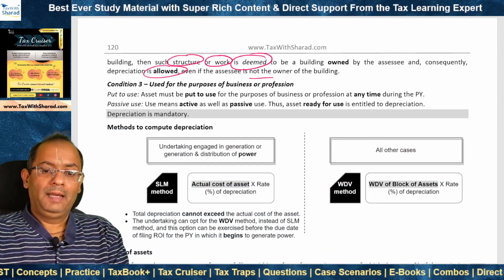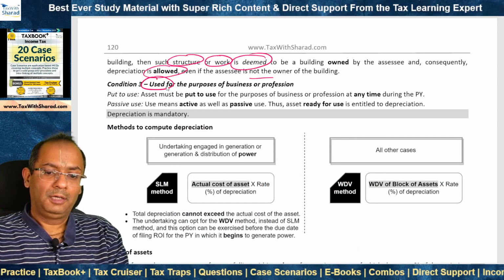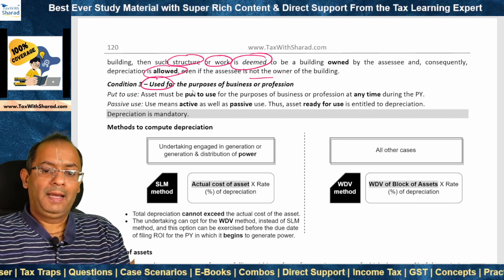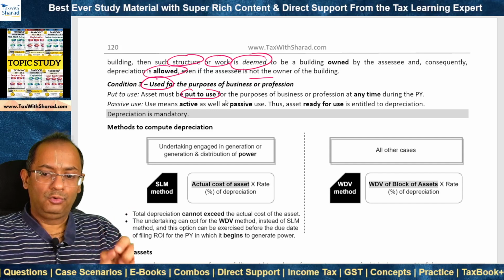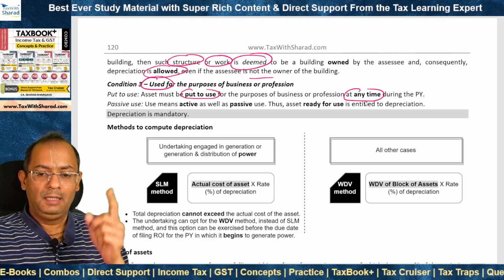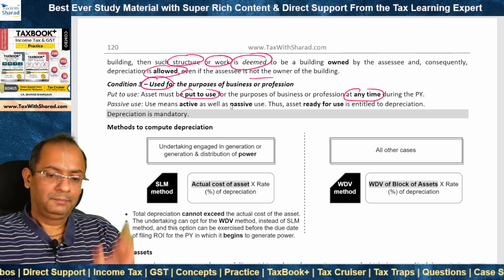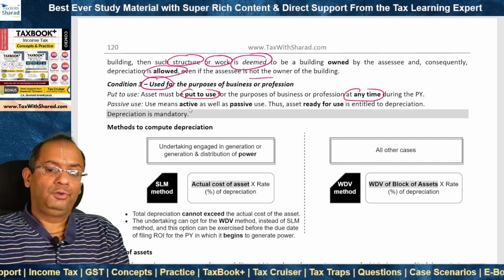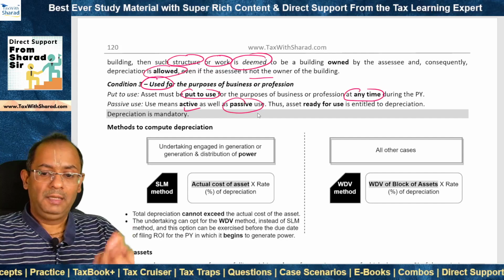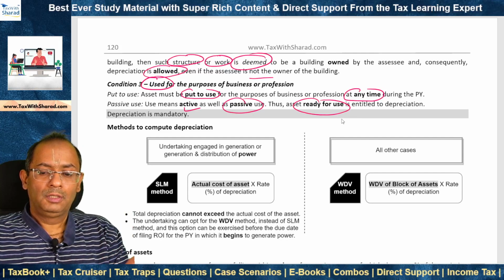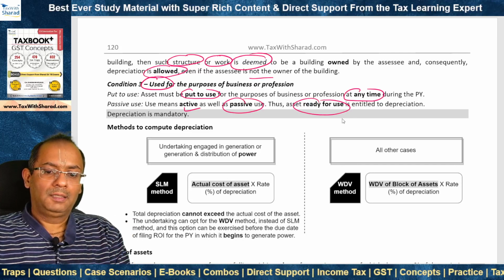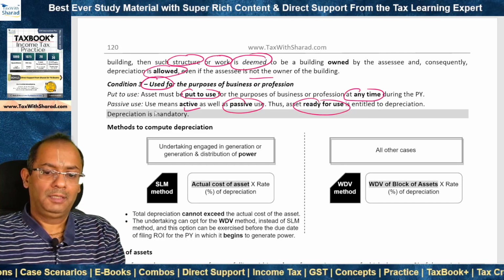Condition number 3 is that the asset should be used for the purposes of business or profession. What is relevant is that the asset must be put to use for the purposes of business or profession at any time during the previous year, even if that be for a day. What is put to use? Put to use includes not only active use but also passive use. Passive use means that the asset is ready for use though it is not actually used. So both active and passive use are considered as put to use, and therefore depreciation is allowed.